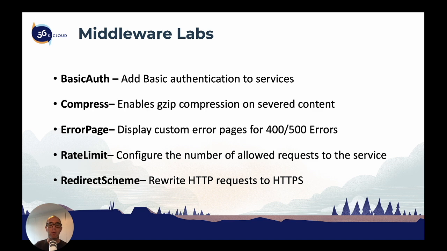And finally, the Middleware Labs. We accomplished a lot in this section. So we did basic authentication, where we assigned a username and password to our cat application. We then enabled compression to make our website even faster. We deployed a catch-all error page.